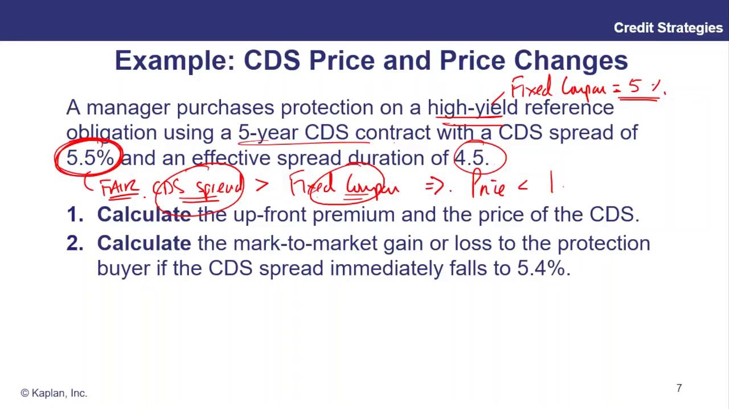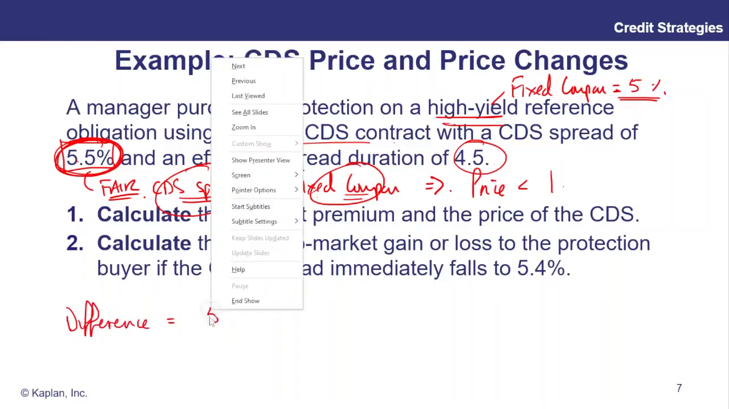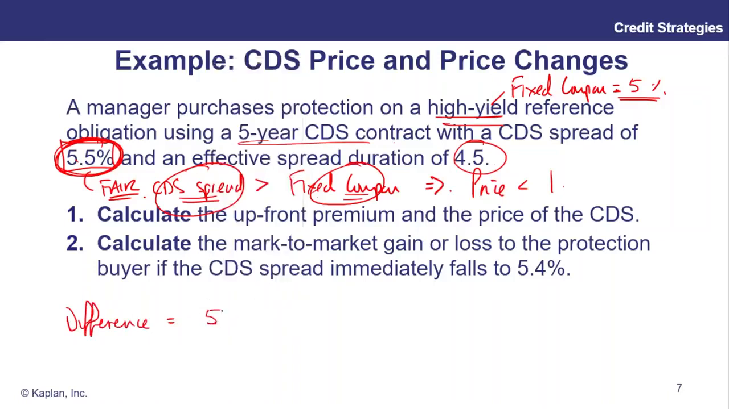You don't need to worry about whether it's positive or negative, or whether it's spread minus coupon or coupon minus spread. We've got a difference here of, what have we got? A difference of 0.5%, right? The difference between the spread and the fixed coupon. The spread is 5.5%, and the fixed coupon, not the fair coupon, the fixed coupon, which is actually paid. Of course, the fair thing to pay would be 5.5, right? So that was a slip of the tongue there. So the difference that we're looking at is 0.5%.